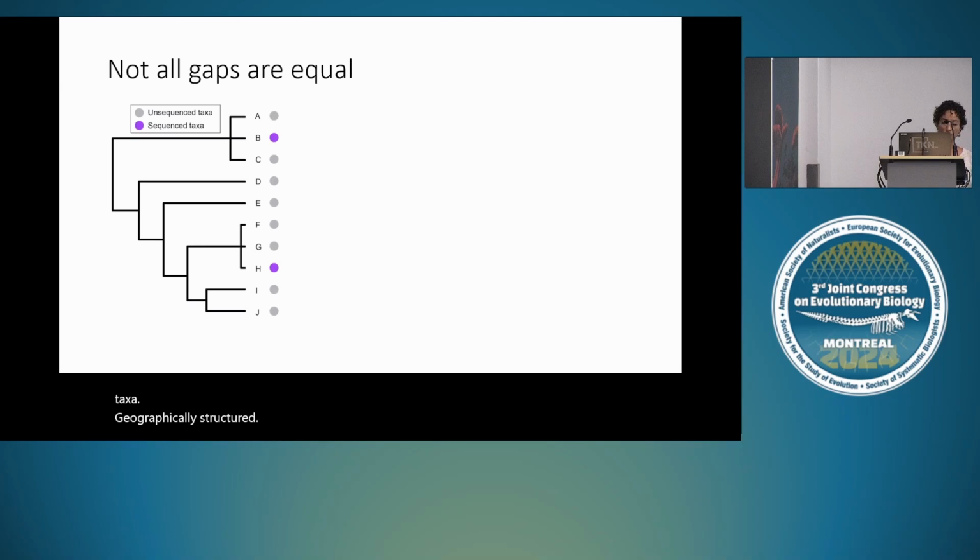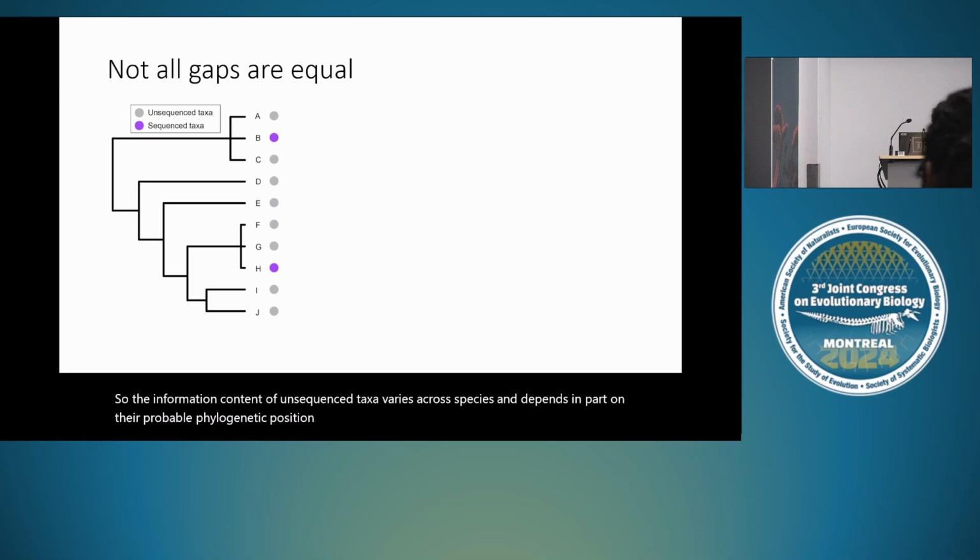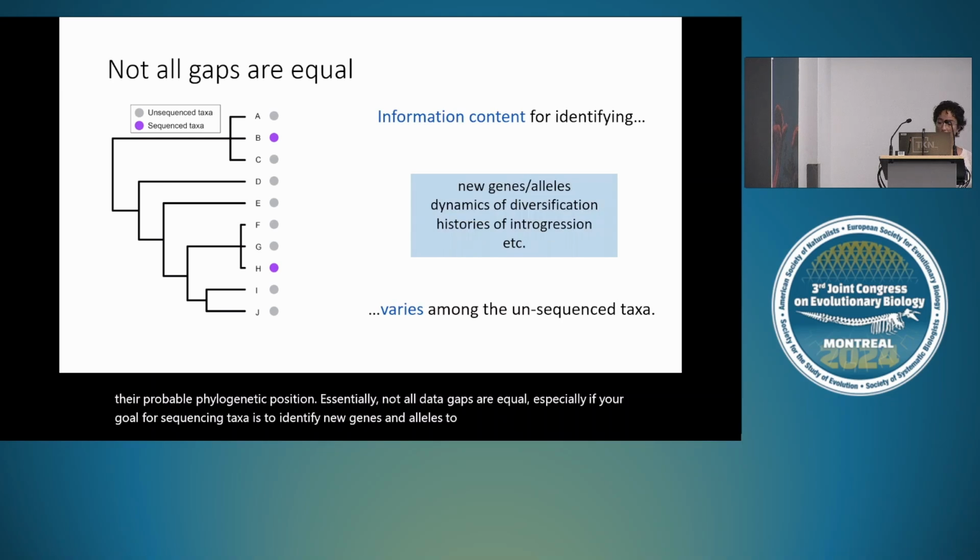So the information content of unsequenced taxa varies across species and depends in part on their probable phylogenetic position. Essentially, not all data gaps are equal, especially if your goal for sequencing taxa is to identify new genes and alleles to understand what drives diversification or how this has varied across space and through time, or to better understand hybridization, introgression, and how those have contributed to plant evolution.